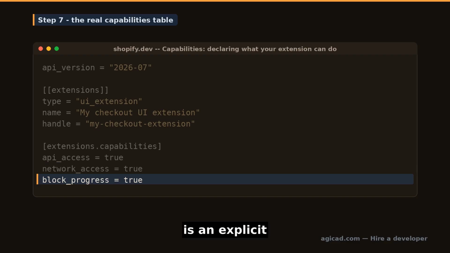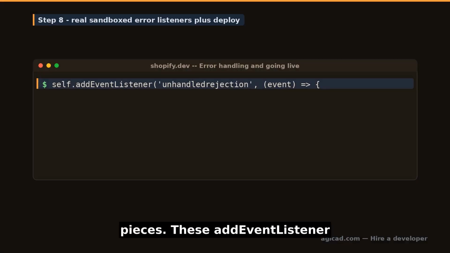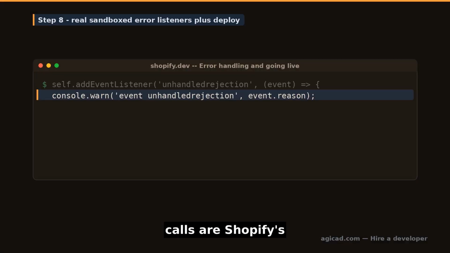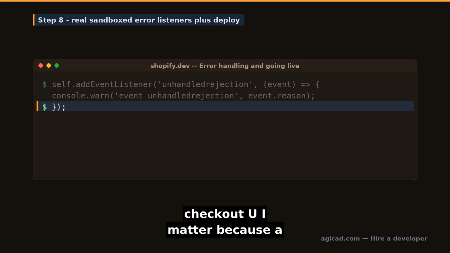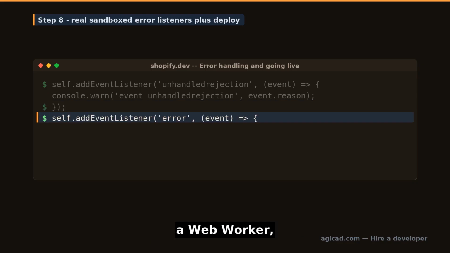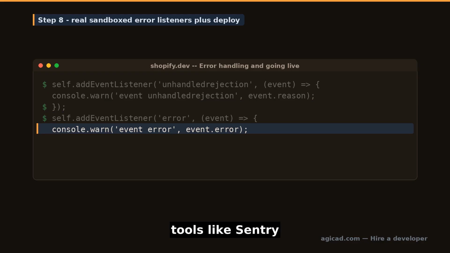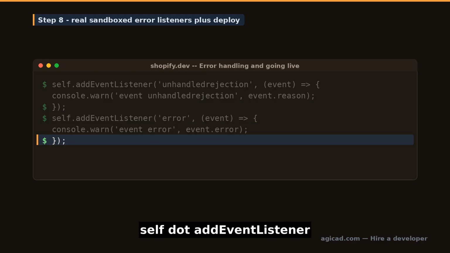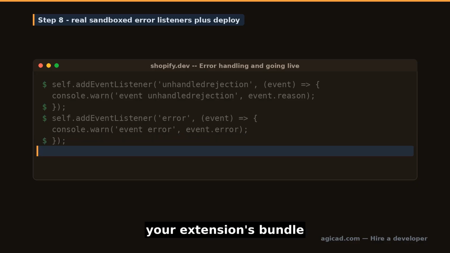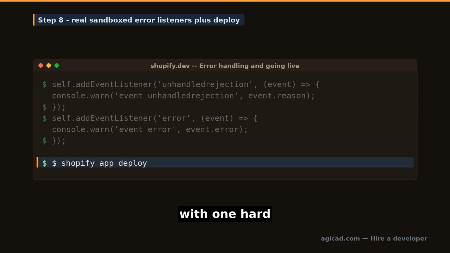Two last real pieces. These addEventListener calls are Shopify's own recommended error handling pattern, and they matter because a checkout UI extension runs inside a web worker, not a normal browser page. There's no window object, so third-party tools like Sentry need those same self.addEventListener hooks wired in by hand. And shopify app deploy is the real command that ships your extension's bundle to Shopify with one hard constraint: the docs state plainly, a compiled bundle can't exceed 64 kilobytes, enforced at deploy time, no exceptions.